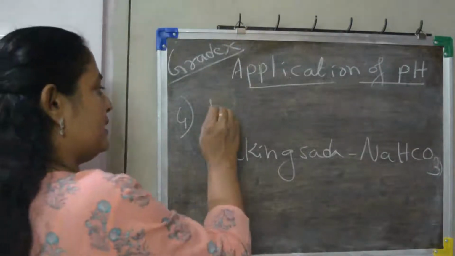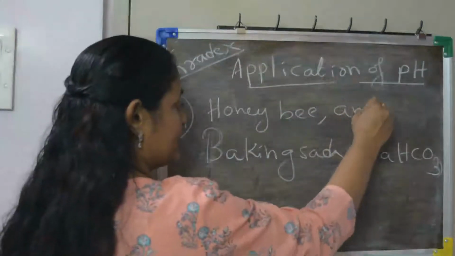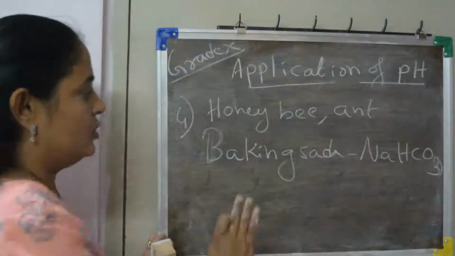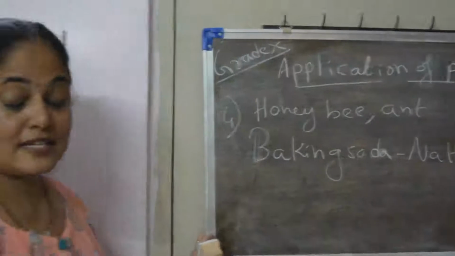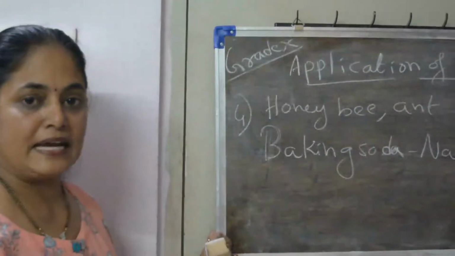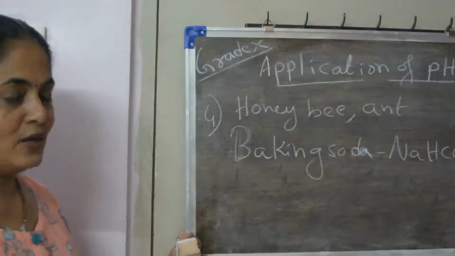Now for a honeybee sting or ant bite, we have to rub it with baking soda because both release acid. Okay, ants release formic acid and even the honeybee releases a combination of many acids. That's why the honeybee sting gives more pain.